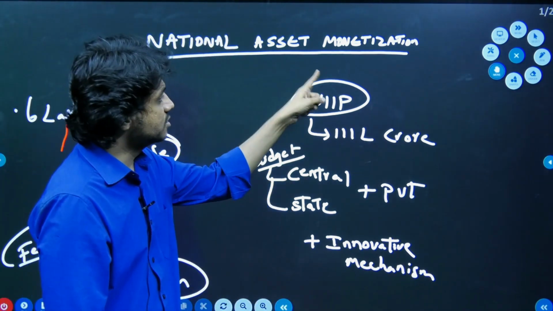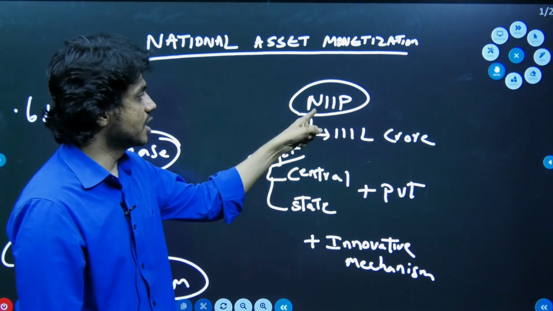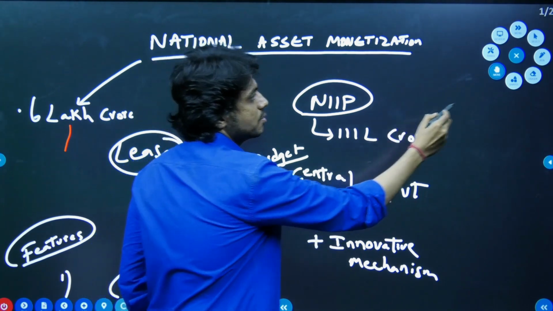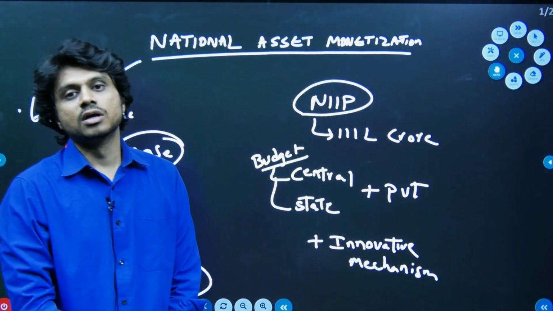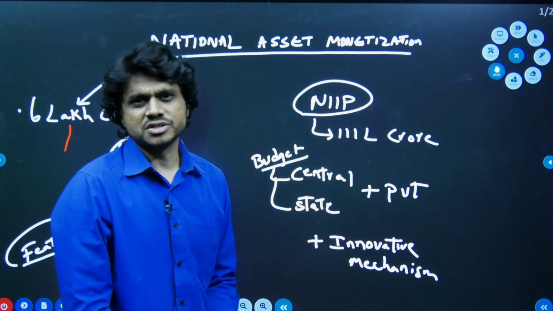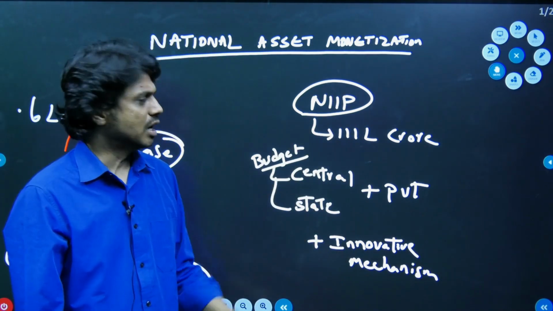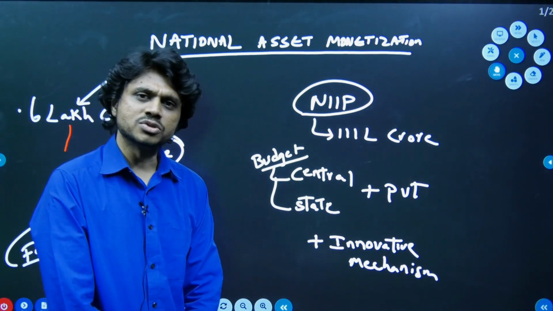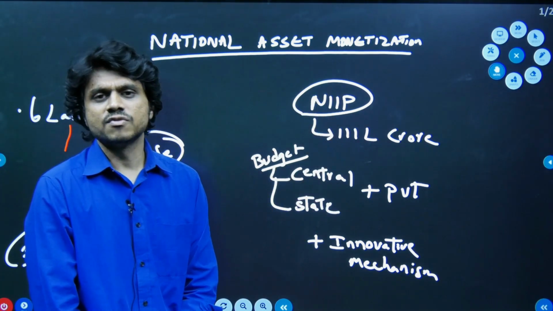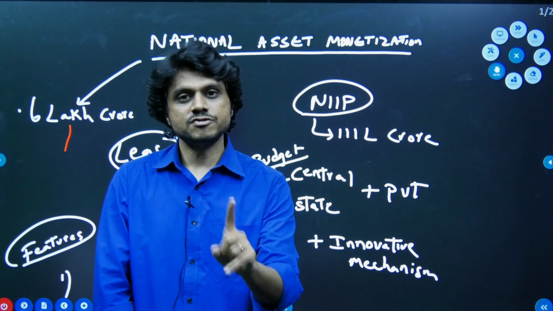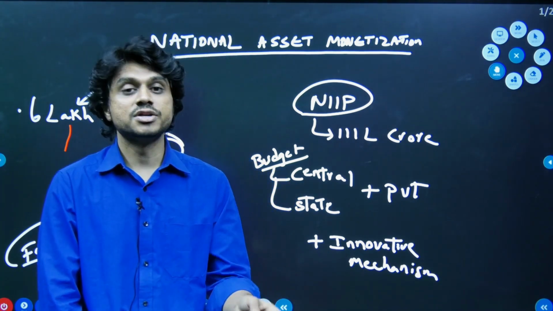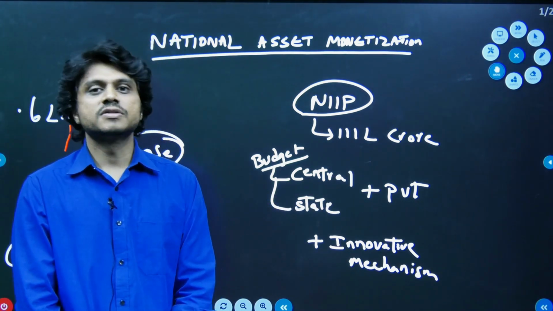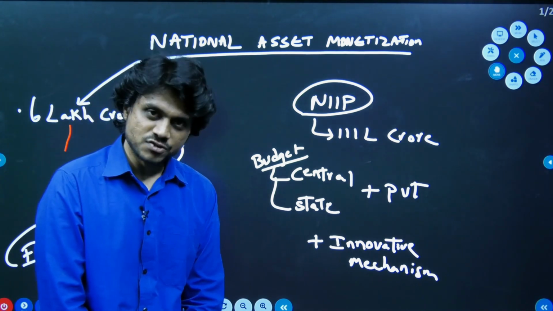Now link this to the national infrastructure pipeline. Government has announced the national infrastructure pipeline, which costs 111 lakh crore. A huge amount of money is required for this project. What is this project? National infrastructure pipeline. Under this project, government is trying to build roads, railways, pipelines, ports, all those things that are required for infrastructure. Why? Because if you invest 1 rupee in infrastructure, government will generate 4 rupees. It will have the multiplier effect. So that's the reason government is focusing so much on infrastructure.